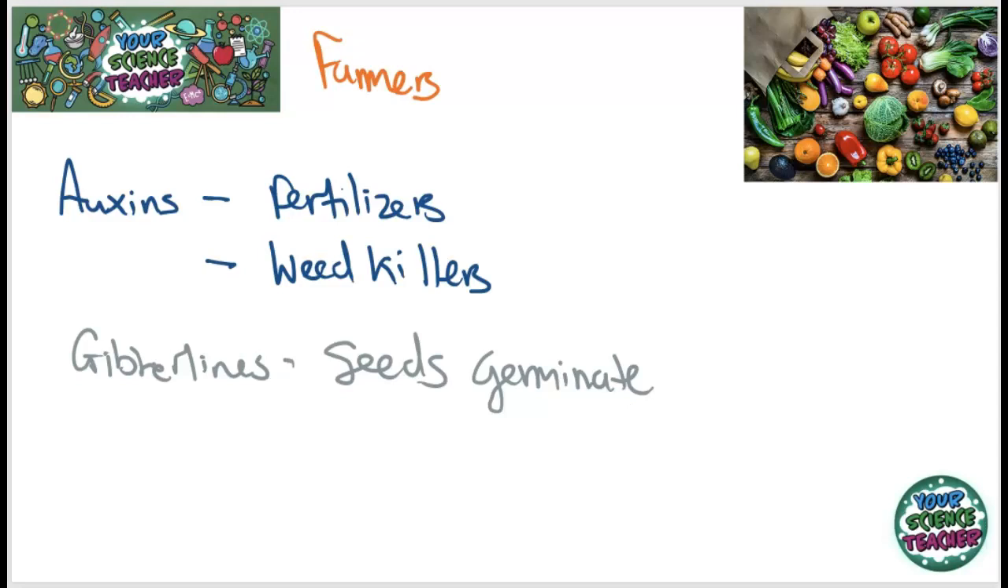Another example of a hormone that farmers will use is ethene. Ethene is often used with bananas, and the reason it's used is to cause them to ripen. Bananas are often picked off trees green, and we need to ripen them up so they're yellow for the shops. So they are put in the packet with ethene, and this causes them to ripen more quickly and become edible faster. This is why you shouldn't put your bananas in your fruit bowl with other pieces of fruit, as it will cause the other fruit to go off quicker.